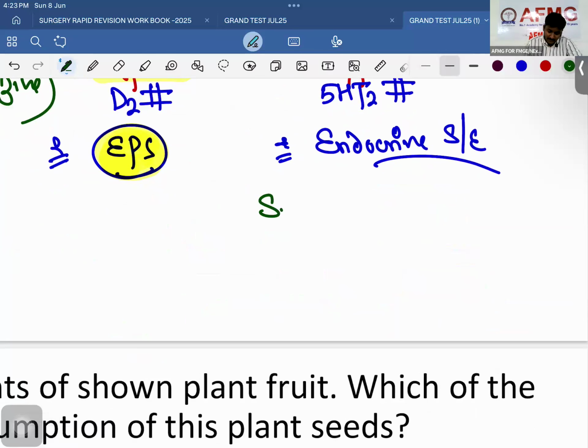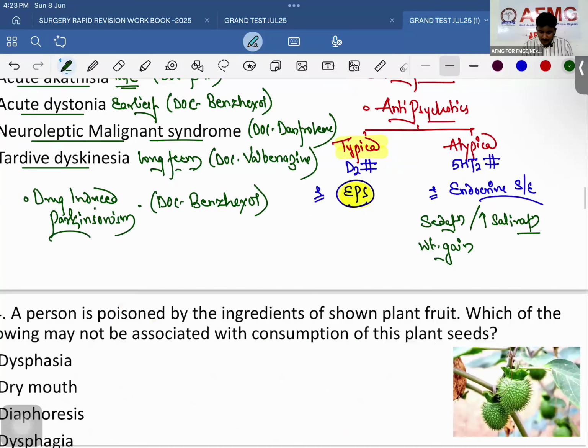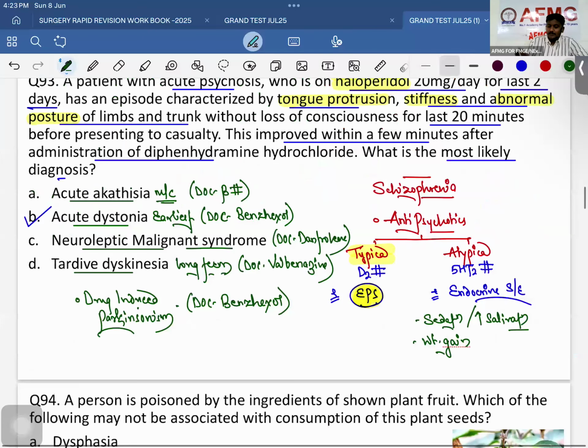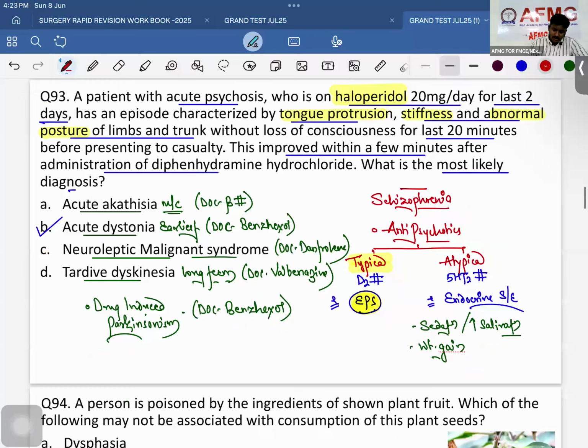Important is that if they ask you about atypical antipsychotics, like clozapine and all, we know these side effects are going to be sedation, excessive salivation, weight gain. Please tell me which drug is responsible for maximum saliva, maximum weight gain, maximum sedation. Clozapine itself. Clozapine is responsible for maximum sedation, maximum weight gain. Clozapine is also known to cause some dangerous side effects like agranulocytosis. So it should be stopped if the total leukocyte count of the patient decreases. That is what is important.